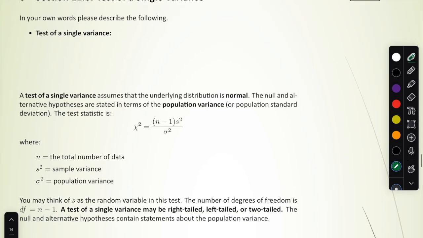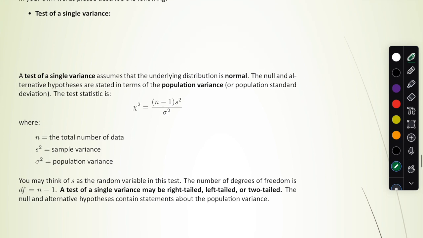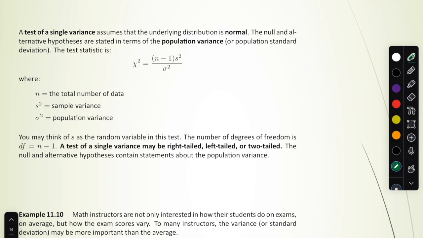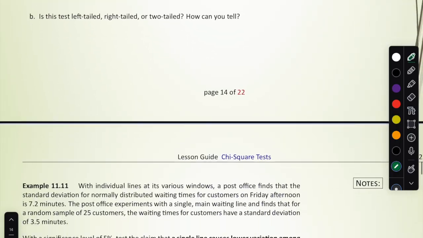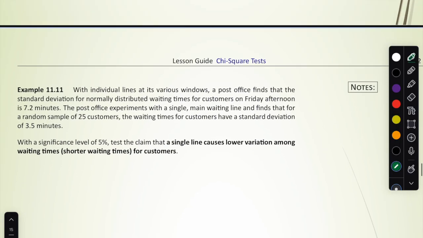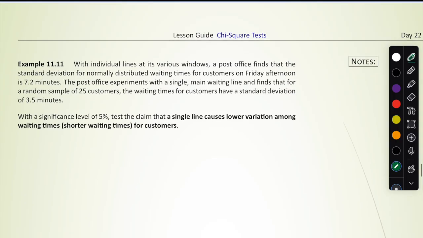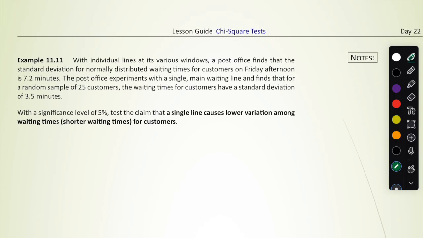Now we've got just one more test that we wanted to go over, and that's the test for a single variance. So I'll let you go ahead and read that, and let's go ahead and do example 11.10 right now. Now what I'm going to do is this final hypothesis test. So here we go. With individual lines at its various windows, a post office finds that the standard deviation for normally distributed waiting times for customers on Friday afternoon is 7.2 minutes.